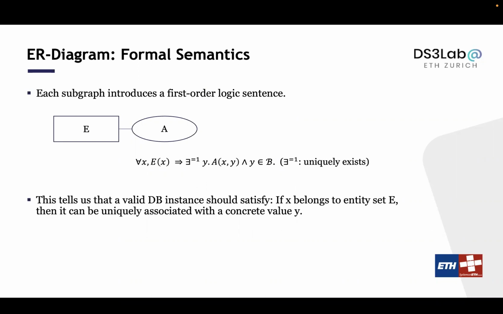This tells you that for any valid database instance under this ER model, it should satisfy that as long as X is of the type E, then it can be uniquely associated with a concrete value Y, right? This is very precisely what you are trying to say.